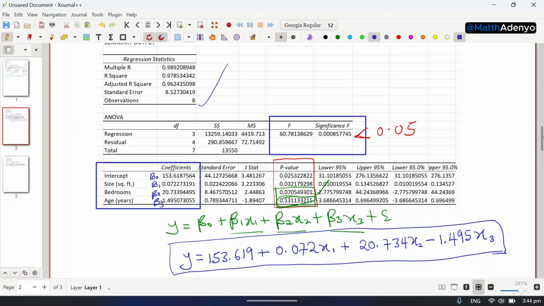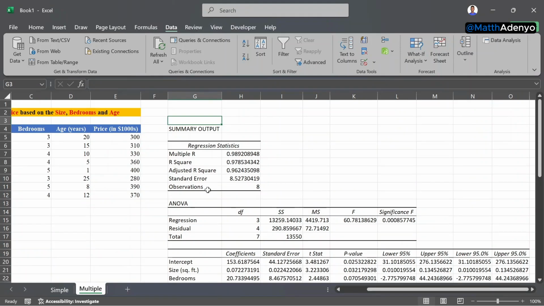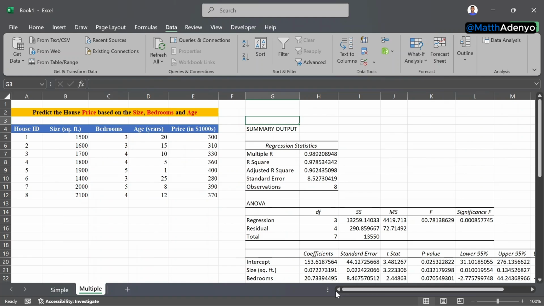So that is it. Now the next one is, because we have this particular one being insignificant, let's take it out, and then do the regression analysis again and see the differences, what we are going to get. So let's do the regression again, and this time we want to remove the age. So it means that we are going to only use the size and then the bedroom as the independent variables. The age is not included.